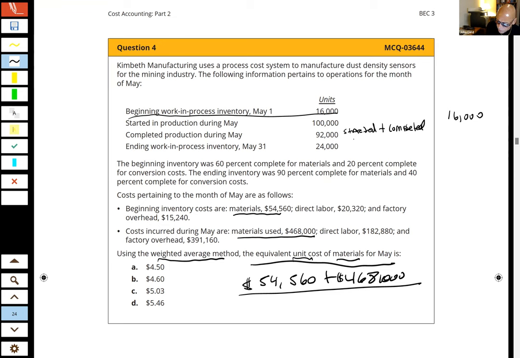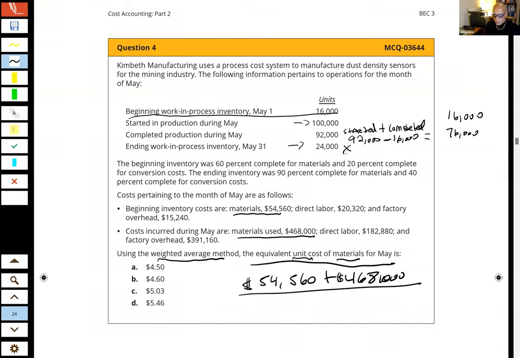If they completed 92,000, but I've already counted for the 16,000 that were already started at the beginning of the period, because I already counted for those 100%, then the units started and completed is going to be, what's that, 76,000? Okay, so take the 92 minus the 16, or I like to look at it that way. But another way to look at it is, if I started 100,000, that doesn't include the ones that were already in progress at the beginning that I've given myself 100% credit for. But if I started 100 and 24 are not completed, then I could get the 76 that way as well. Okay. Then I have to figure out for the ending, and it's 24,000.